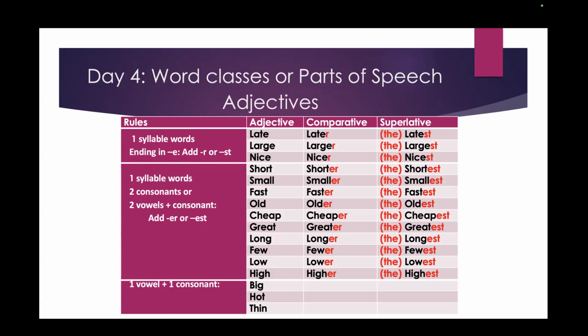What happens in one syllable words where you have one vowel and one consonant, like big, hot, and thin? Now we know that we have to double the consonant of the adjective and add ER for the comparative and EST for the superlative. So these are the easiest ones, of adjectives formed by only one syllable.